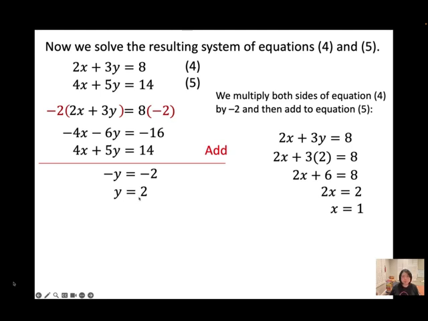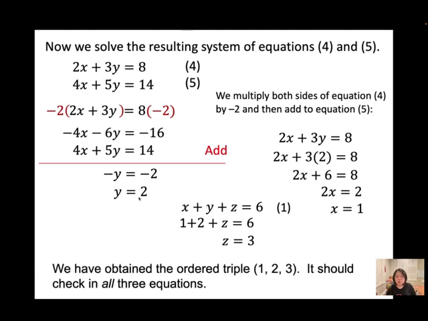You're going to put it back into the original equation, either one of them. I'm going to put it in equation 1. So I know x equal to 1, y equal to 2, and then I get z equal to 3 here. So we have the ordered triple (1, 2, 3). It should check in all three equations. So in this case, I only have one solution, and the system is consistent. Equations are independent.